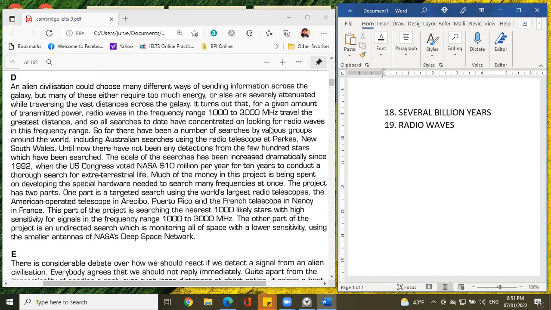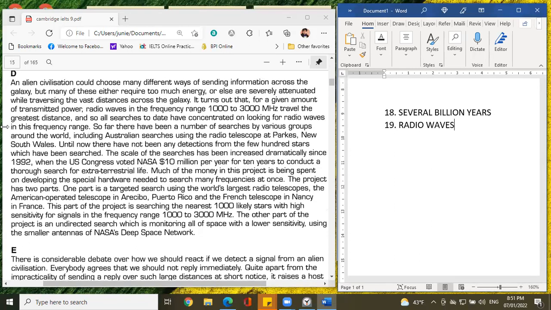So far, there have been a number of searches by various groups around the world, including Australian searches using a radio telescope at Parkes, New South Wales. Grabe, ang dami kasi nilang pera, guys, kaya they can make all of these researches. Until now, there have not been any detections from the few hundred stars which have been searched. The scale of the searches has been increased dramatically since 1992 when the US Congress voted NASA $10 million per year for 10 years. Wow, man. To conduct a thorough search for extraterrestrial life.